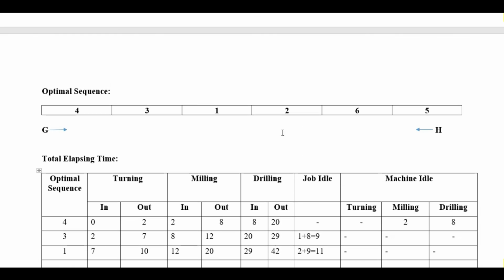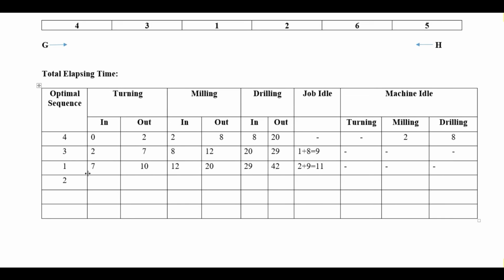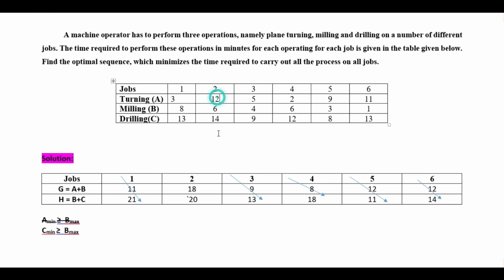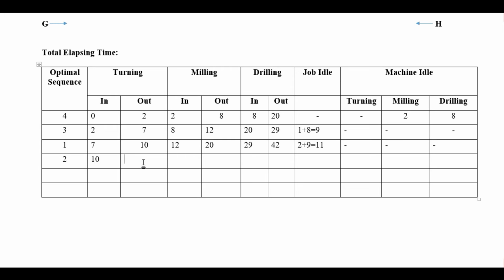Based on the sequence, the next job will be 2. So put 10 here. Always the out time of the turning machine will be the in time of the turning operation of the next job. Okay, so simply we can copy from here. So 10, and the processing time of the second job turning will be 12. So 12 plus 10, 22.